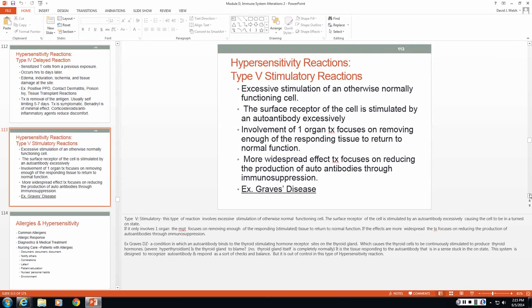The thyroid gland is not to blame. The thyroid gland itself is completely normal. It's the tissue responding to the autoantibody that is, in a sense, stuck in an on state. So this system is designed to recognize autoantibody and respond as some sort of checks and balance, but it's out of control in this type of hypersensitivity reaction.